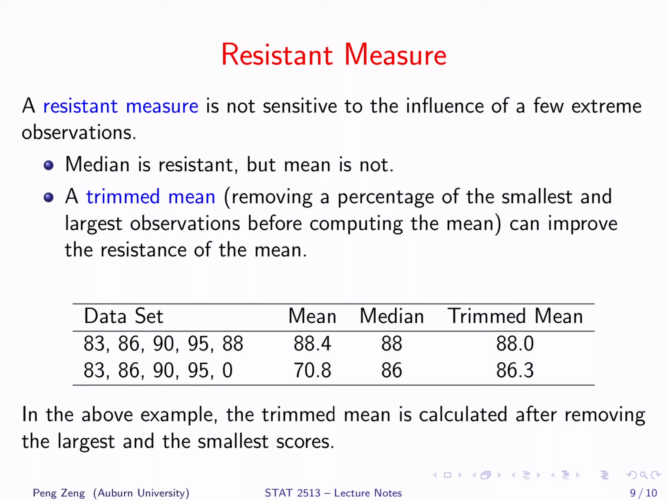For example, in gymnastics, there are usually several judges. When calculating the final score, the highest and the lowest scores will be dropped before calculating the average.